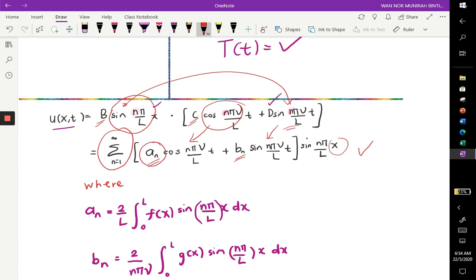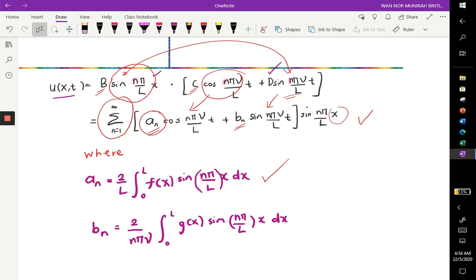So what is an? An is given by this series, 2 over L, integrate from 0 to L, f(x) sine n pi x over L dx, and then our bn is given by this one, 2 over n pi nu, and then take the limit from 0 to L, g(x). This one is f(x), this one is g(x).